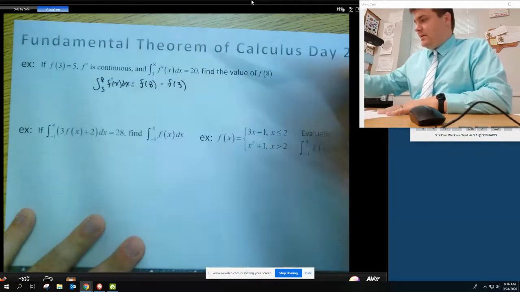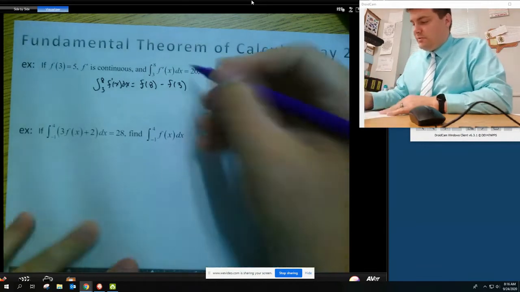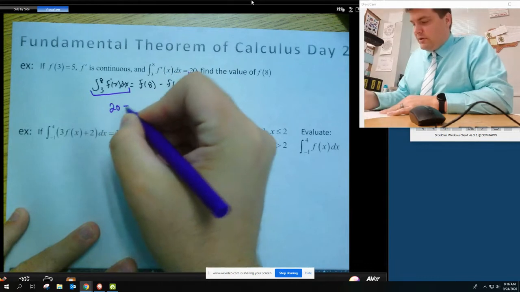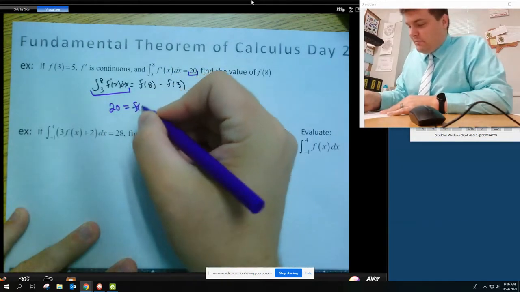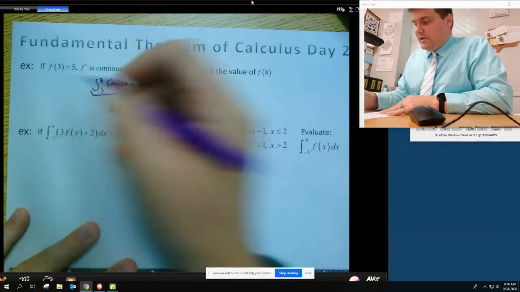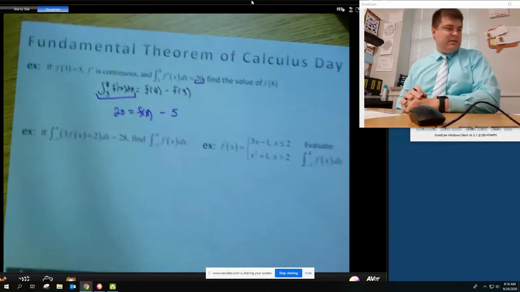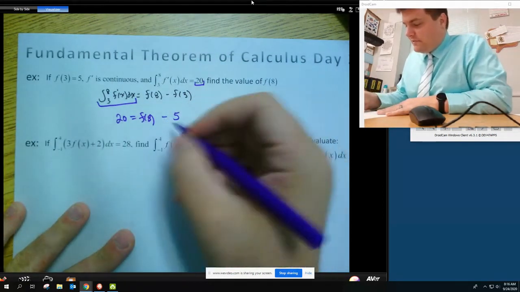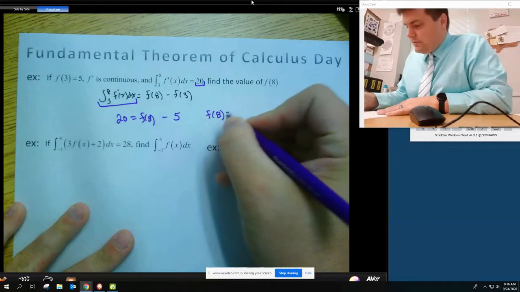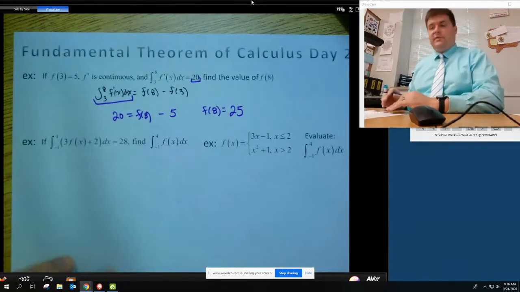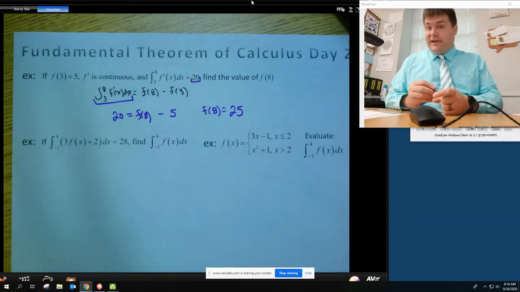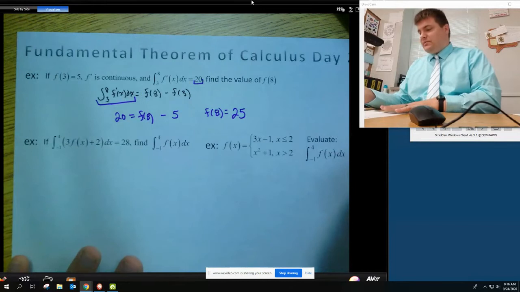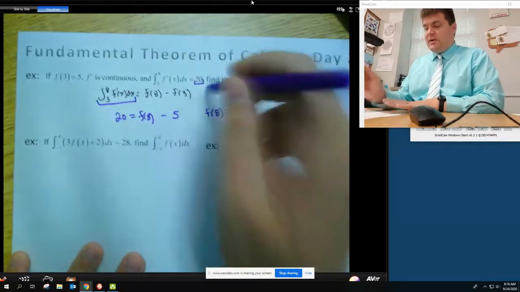Since this part right here is equal to 20, I can just replace this entire thing with 20. So 20 equals, I do not know f of 8, but I do know f of 3 is 5. And then pretty much I'm ready to go. So f of 8, if I add that 5 over, is going to equal 25. So a fairly straight version of the fundamental theorem of calculus. This one was not a calculator problem. This one does not have a table, but it just gives us everything we need right in there.